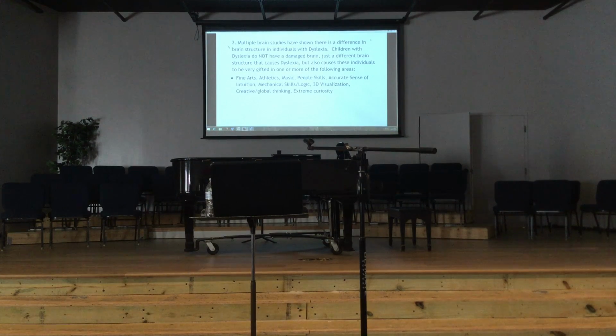Multiple brain studies have shown there is a difference in brain structure in individuals with dyslexia. Children with dyslexia do not have a damaged brain, just a different brain structure that causes dyslexia, but also causes these individuals to be very gifted in one or more of the following areas. So you guys can see all of those things that they are very gifted at. This is why there are a whole lot of famous people with dyslexia, because while dyslexia causes difficulties with reading, writing, and spelling, and sometimes math, it also causes people to have these really amazing gifts.